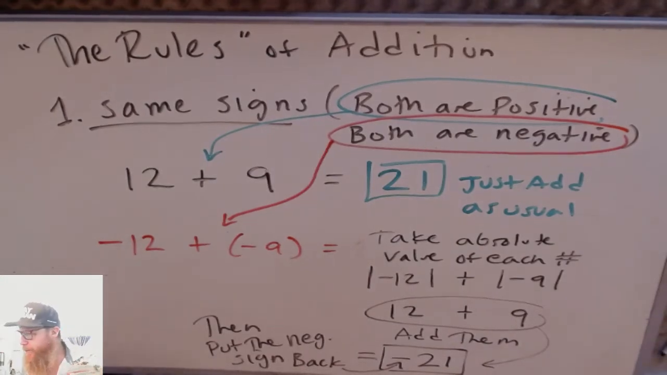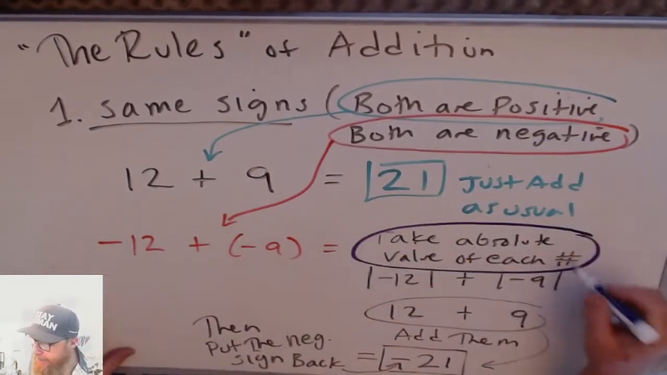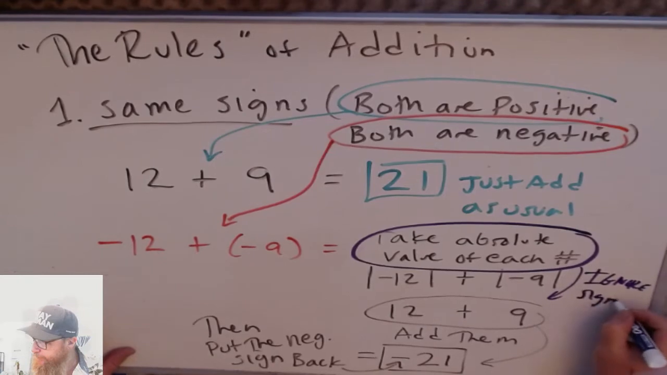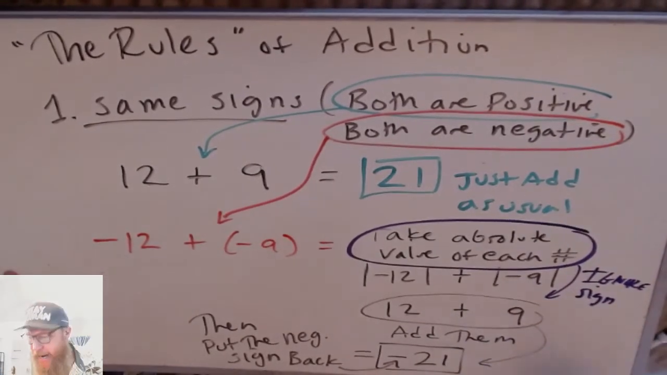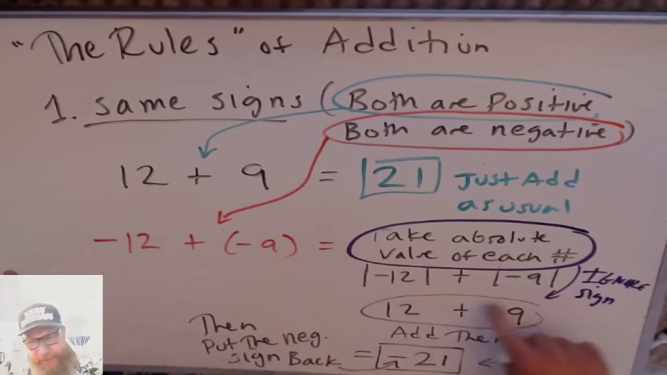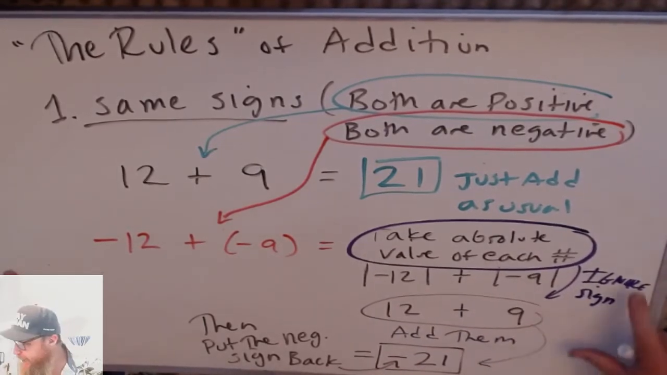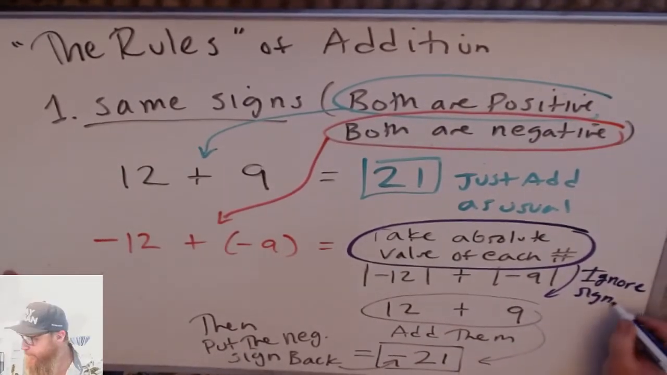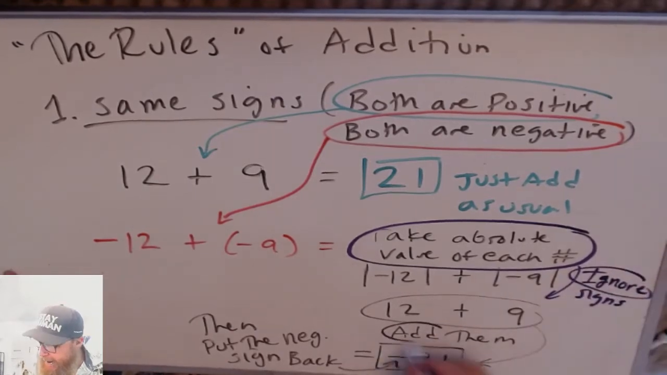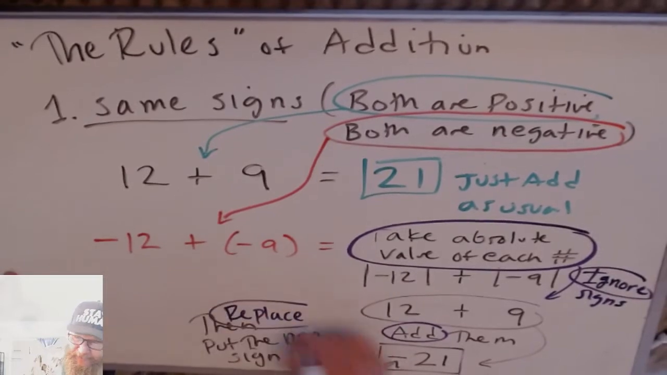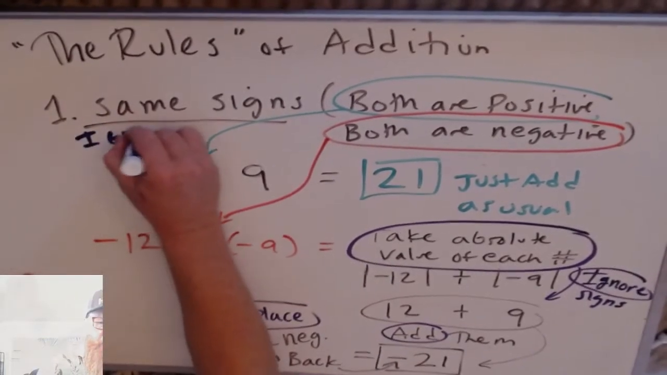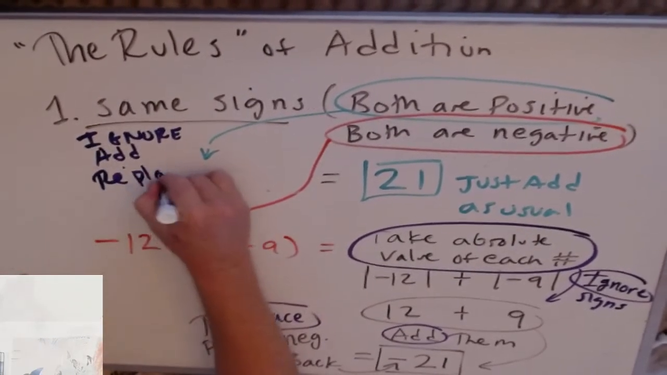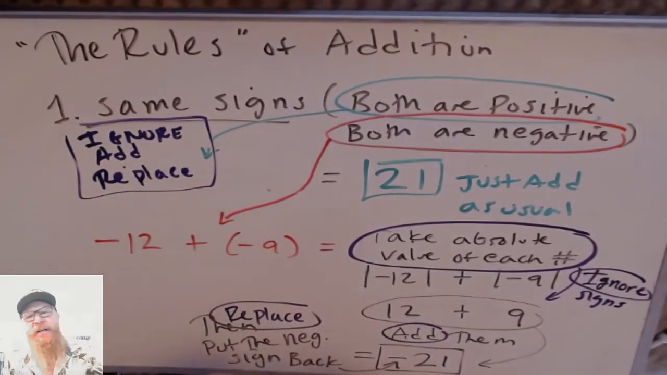If you'd like a quick way to memorize this, taking the absolute value of each number is sometimes called ignoring the sign. So negative 12 just becomes 12. Negative 9 just becomes 9. We often say ignore the sign, but that really means take the absolute value. Okay, ignore, add, replace. That's the same sign rule.